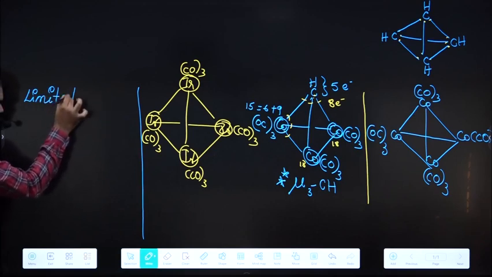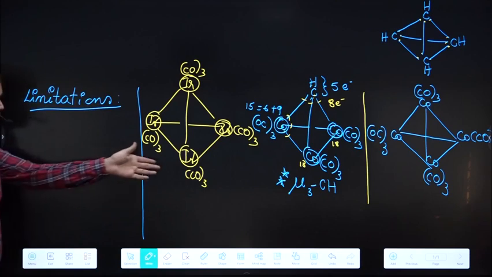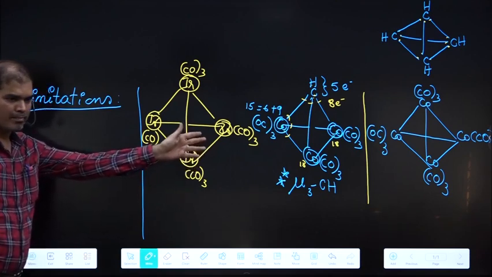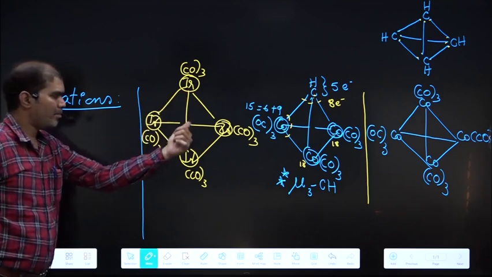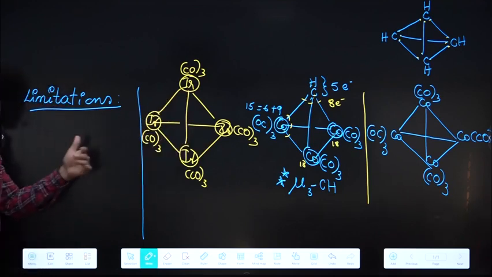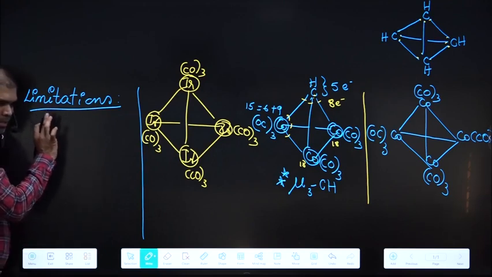You can write at least 100 such examples. In the place of cobalt, you replace iridium. In the place of iridium, you replace rhodium. In the place of rhodium, you replace it with a CH. Or a CH can be replaced by a BH2 unit. All these are isolobal units. You can write hundreds of structures. But there are some limitations also.